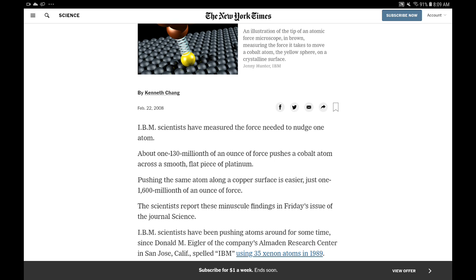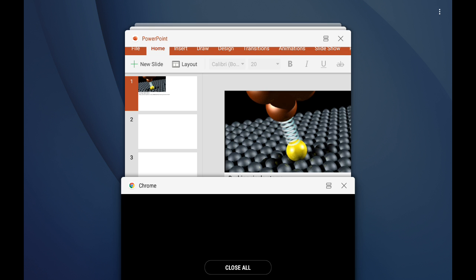It's 1/1600 millionth of an ounce of force. So I thought we'd use this idea to look at how we can calculate an angle involved in doing work. So let's take a look at that.